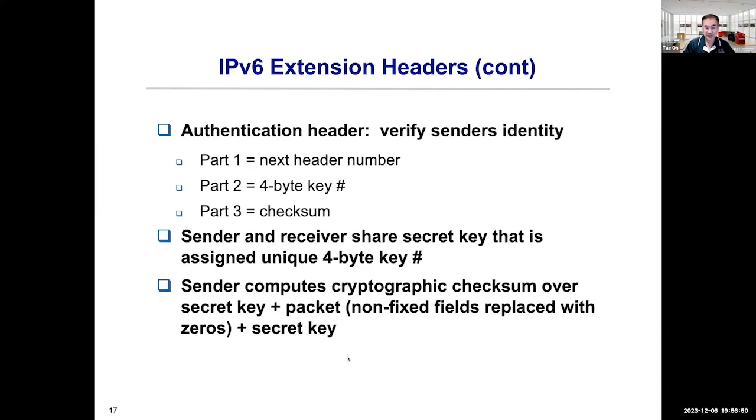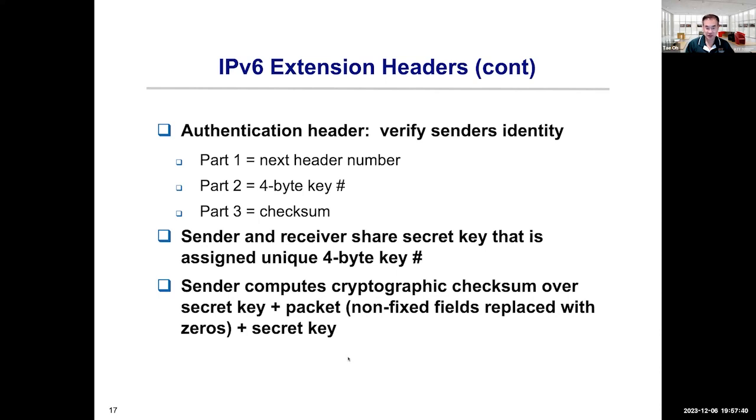Next is the authentication header. Basically, the authentication verifies the sender's identity. Part 1 is the next header number. Then the authentication header needs to have a 4-byte key, and part 3 needs to have a checksum. So senders and receivers share a secret key assigned as 4 bytes. It could be assigned by the security node, or the sender can generate the 4-byte key itself, but that generated key needs to be shared with the receiver as well. You may need to establish a connection before sending it.